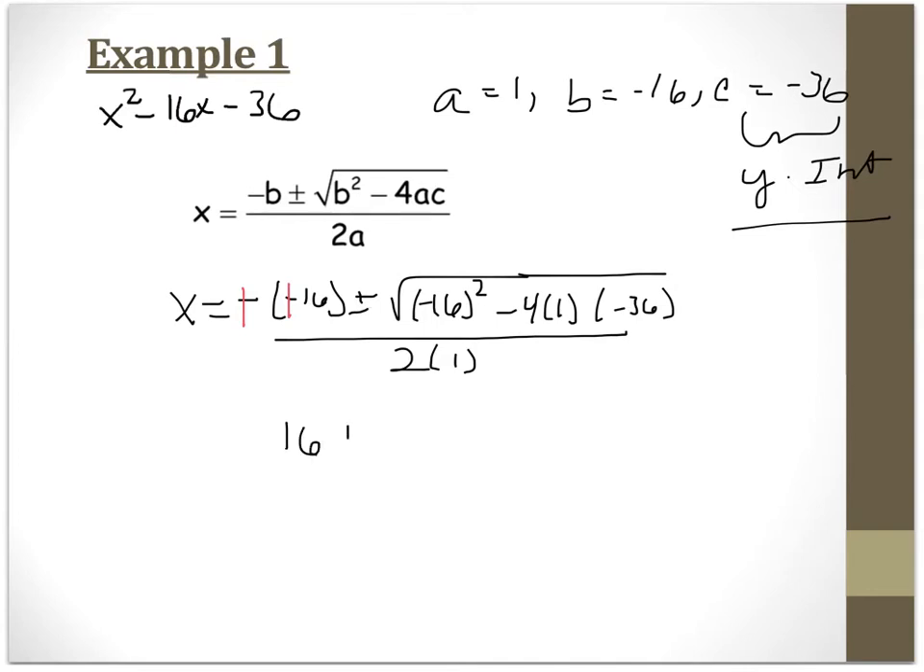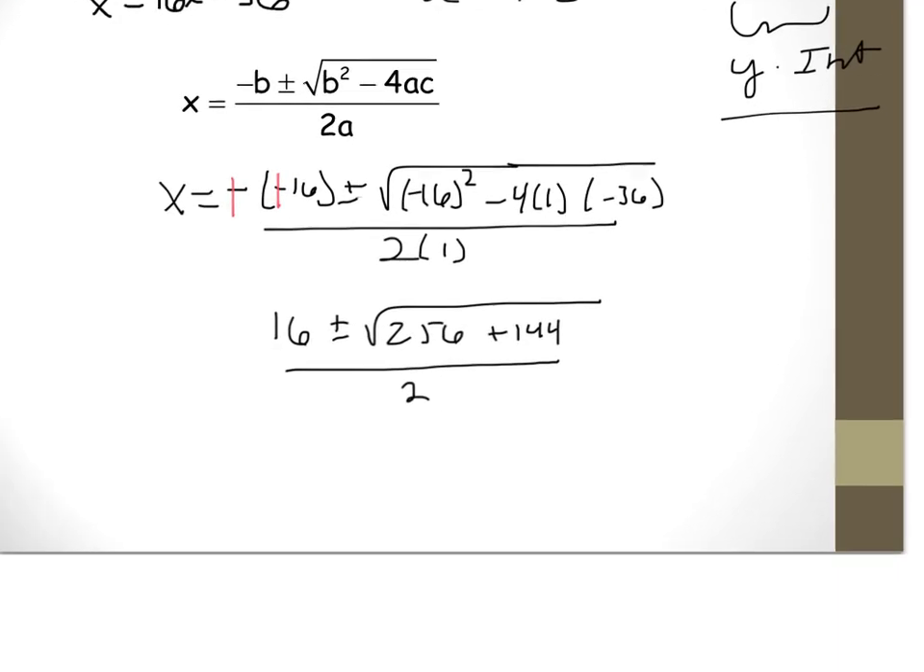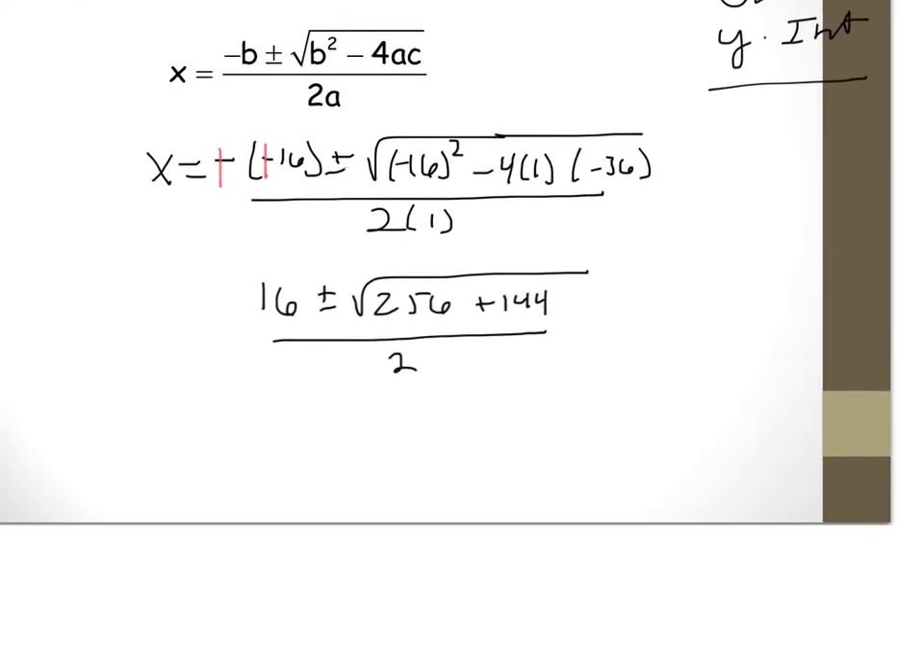So 16 plus or minus the square root of 16 squared, which is 256. Probably use a calculator for this next one. It's going to be a positive 144, and that is all divided by 2. Okay, so now we've got the inside of the radical somewhat simplified. And we're going to go ahead and add 256 and 144 together, and we get 400.